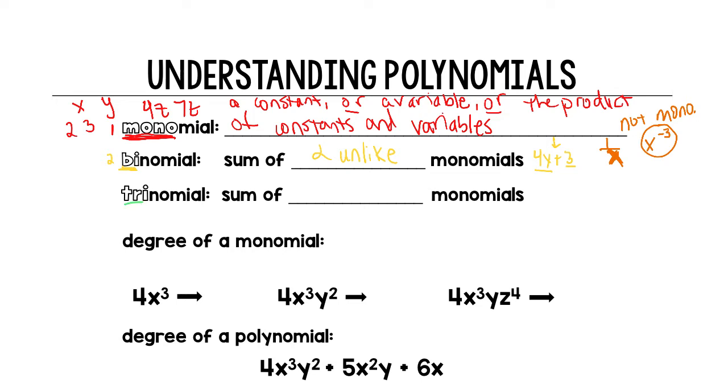Now we've got the trinomial, tri meaning 3, like a triangle. This is the sum of 3 unlike monomials. For example, 4x squared plus 6x minus 3 is a trinomial. One little caveat we have to remember here.